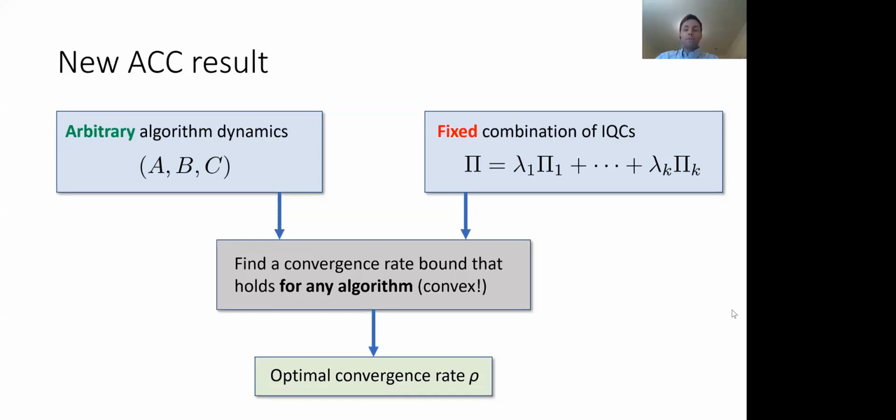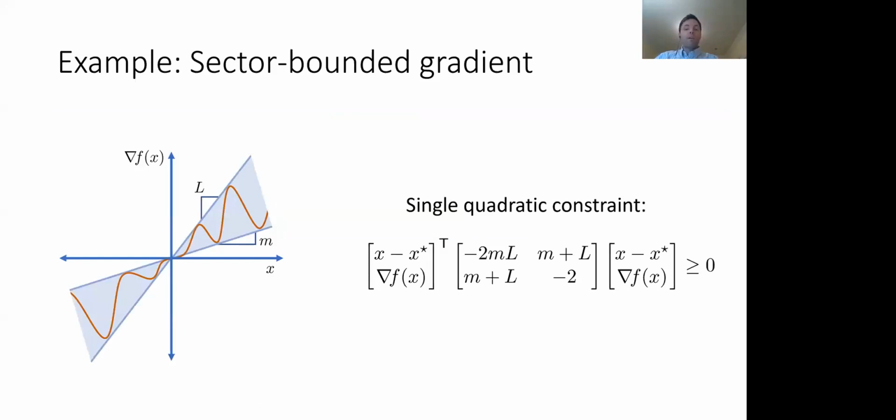Let's look at a simple example to compare these two results. We'll consider algorithms acting on functions with sector-bounded gradients. In 1D, these functions have a gradient whose graph is contained in the shaded region, with upper and lower slopes L and M. We can represent such functions with the following quadratic constraint.